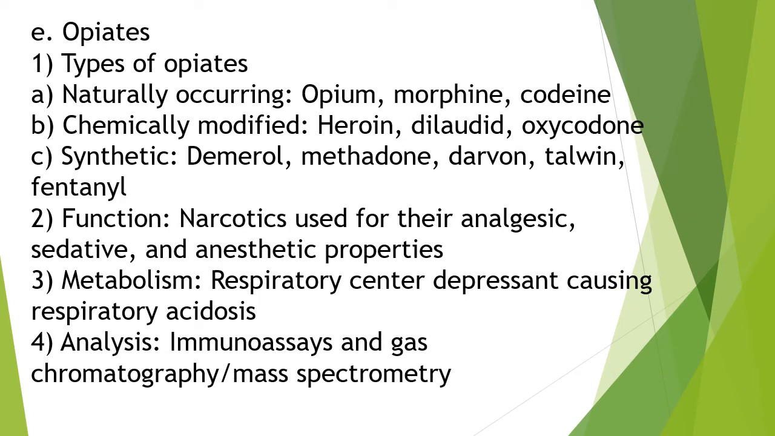Another substance that may be abused are the opiates. So this includes opium, morphine, and codeine. Chemically, they are known as heroin, or Dilaudid, oxycodone, and it can also be called Demerol, methadone, Darvon, Talwin, and fentanyl. So their function is to act as an analgesic. They are also sedatives and they have anesthetic properties. Regarding metabolism, the respiratory center is depressed, which can cause respiratory acidosis. The methods of choice are immunoassays and GCMS.